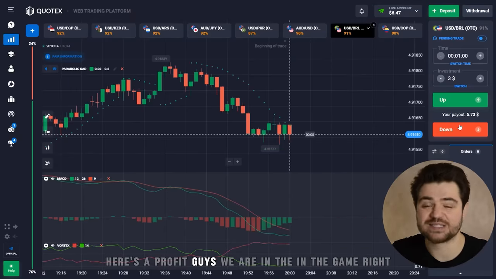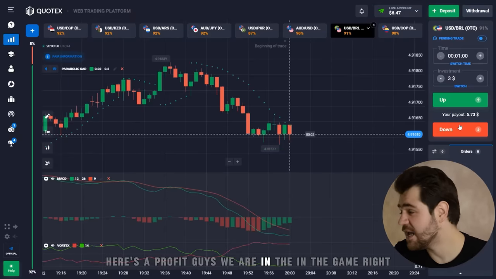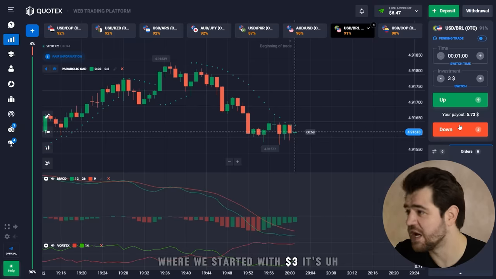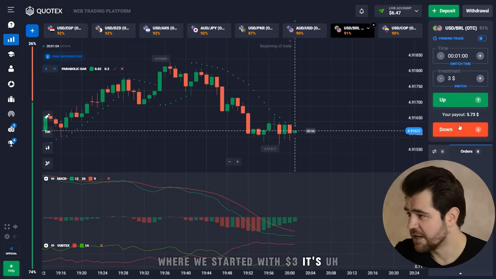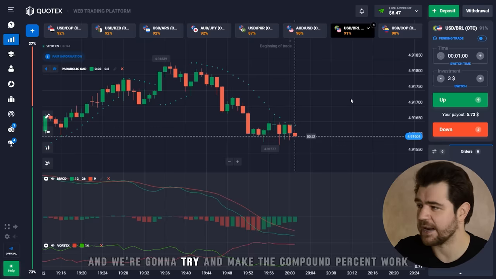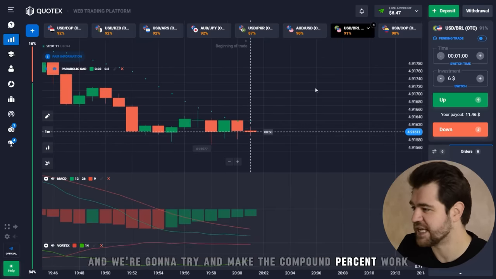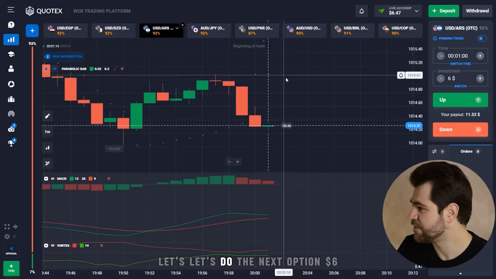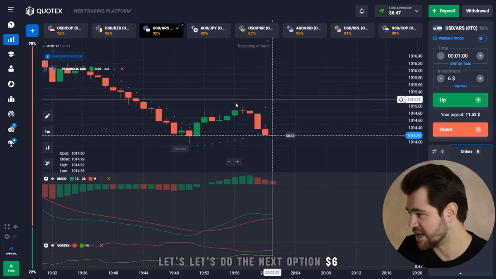Here's the profit, guys. We are in the game, right? We started with $3. It's $6 now. We're gonna keep pushing and we're gonna try and make the compound percent work for us. So let's do the next option with $6.